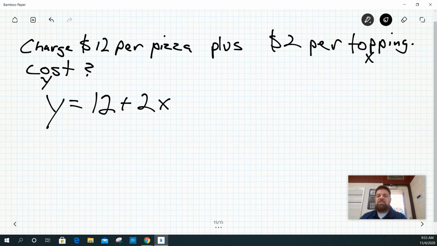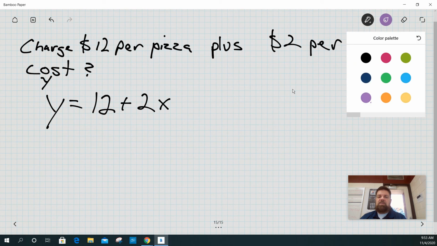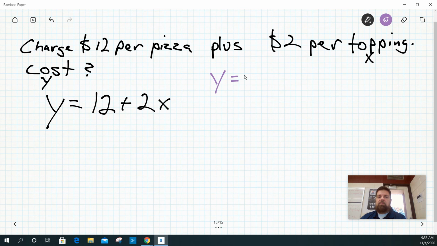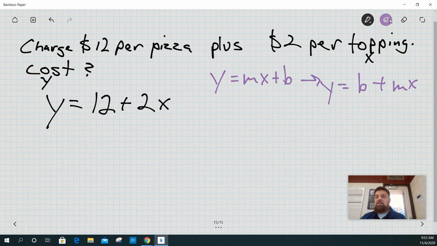I have this equation, but notice that this equation is not necessarily written in terms of y equals mx plus b. In other words, it doesn't look like y equals mx plus b, but it does look like y equals b plus mx, right? So that's the key here for this problem. We've got to know that the number in front of the x is the slope.